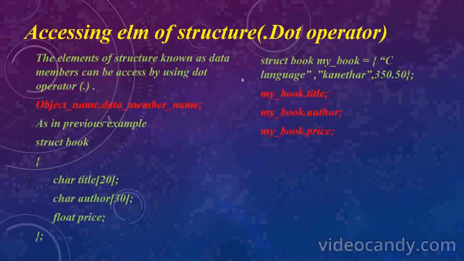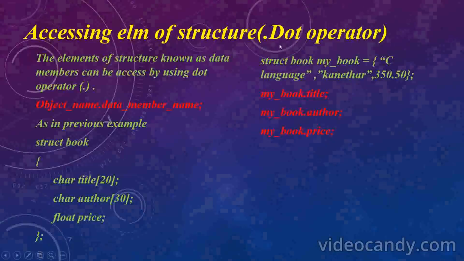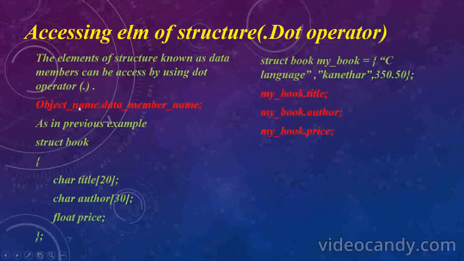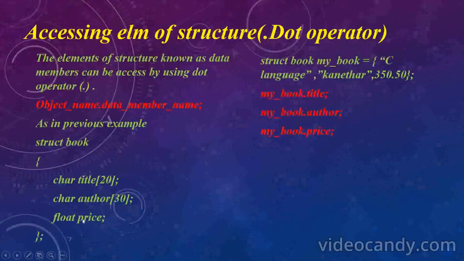Now, next comes how we access each element of a structure. The element of a structure is accessed using a dot operator. So in the previous example, the syntax is object name dot data element. In the previous example we took struct book with char title 20, author, price.